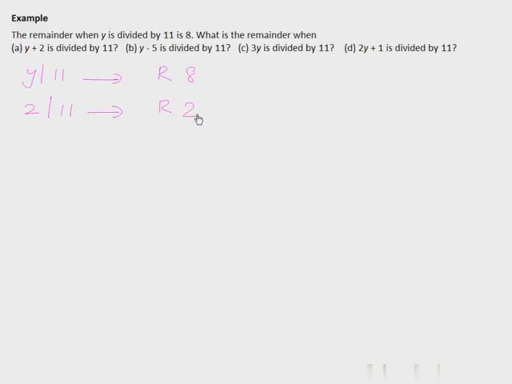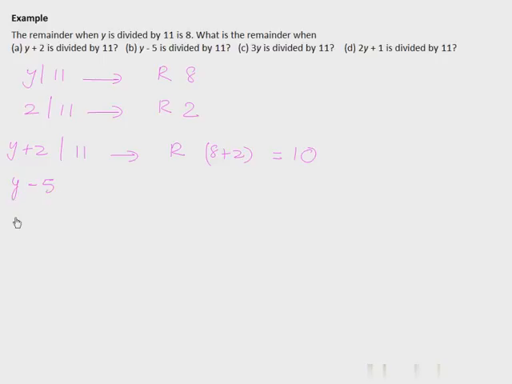Because 11 is greater than 2, the quotient will be 0 and the remainder will be 2. Now I'm adding the numbers. So when y plus 2 is divided by 11, the remainder will be the sum of the remainders. So it will be 8 plus 2 equal to 10. Since 10 is a valid remainder when dividing by 11, I don't have to cut it down further. The remainder is 10.